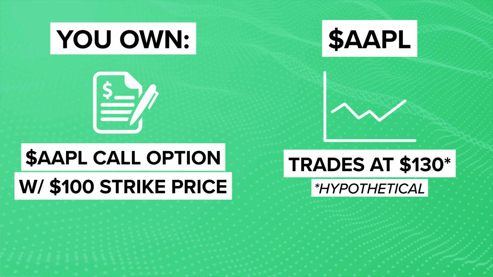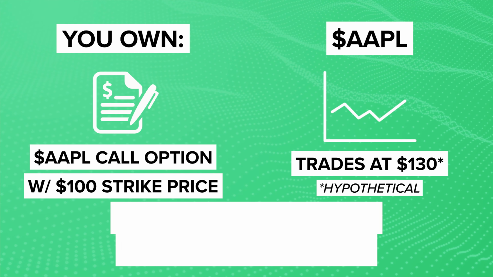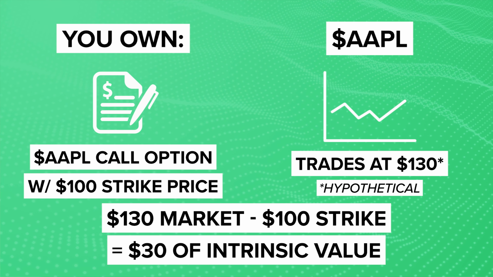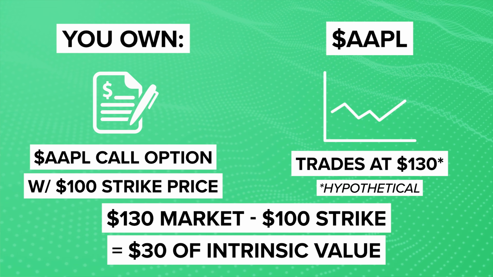So if you think back on our Apple contract from earlier with a $100 strike price, it has $30 of intrinsic value because that's the difference between the strike price of the contract and the current trading price of Apple stock. If you exercise the contract, you would be guaranteed a profit of $30 per share.